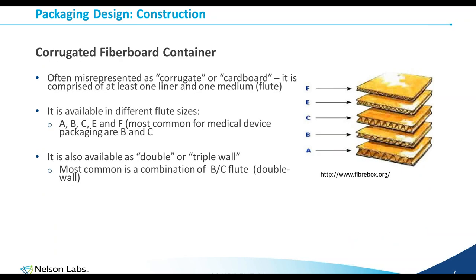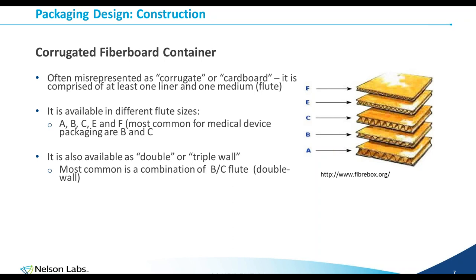Now, when we talk about packaging, let's look at corrugated fiberboard. This is often misrepresented as corrugate or cardboard. It is not cardboard. Corrugated fiberboard comprises at least one liner, which is the outer surface, and then the medium. These are the flutes inside, which really hold the strength of the corrugated fiberboard. It is typically available in a number of different sizes, A, B, C, E, and F, as you can see on the slides here. The ones used in the medical device industry are usually B and C.